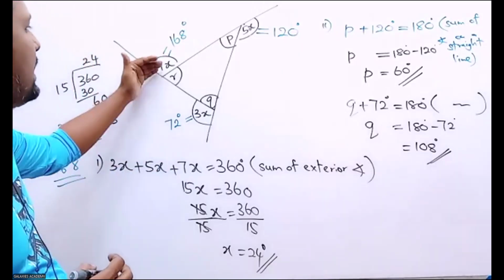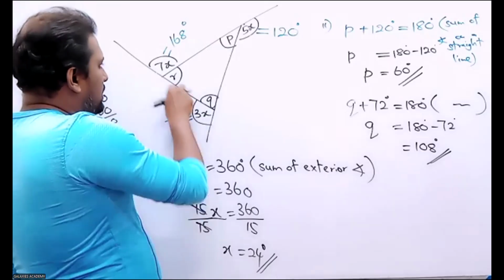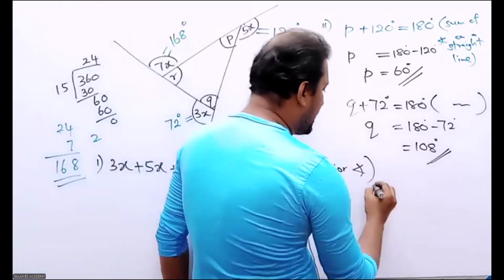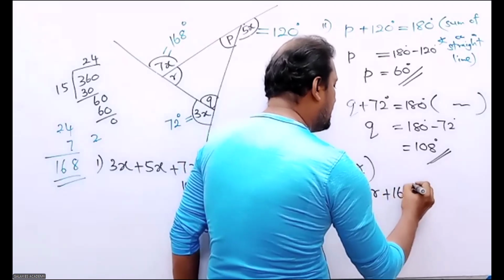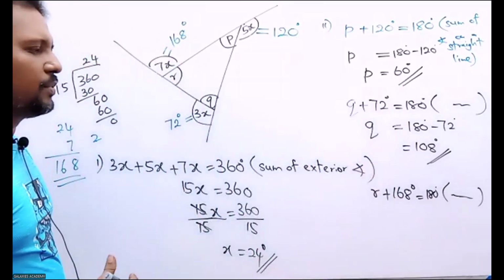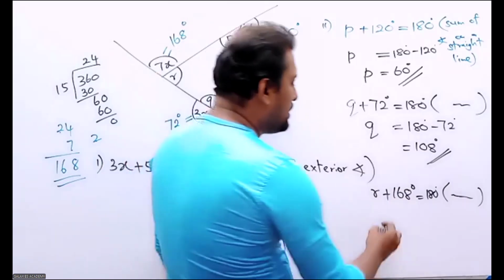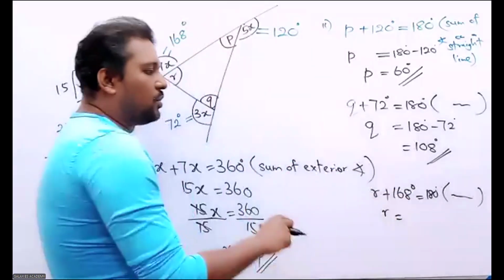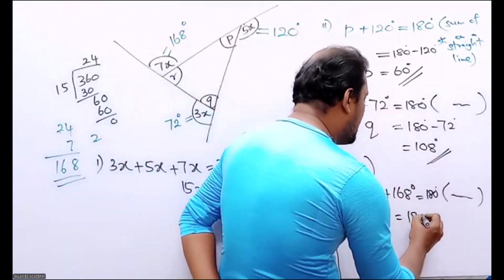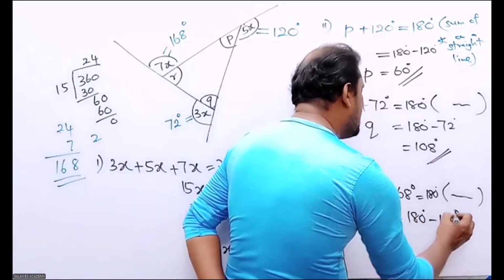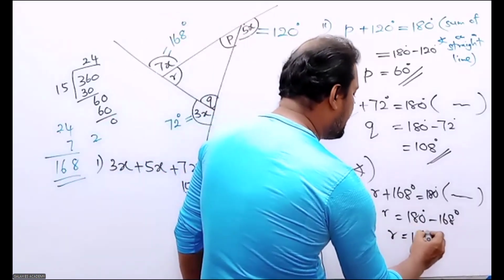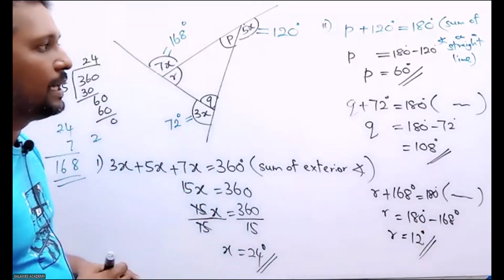Then we can also find R. Another straight line you can see: R plus 7x. 7x means 168. So I can write R plus 168 equals 180. Same reason. Get used to writing reasons every time. So R equals, on both sides put minus 168. These two cancel on this side. Other side 180 minus 168. So R equals 12 degrees.